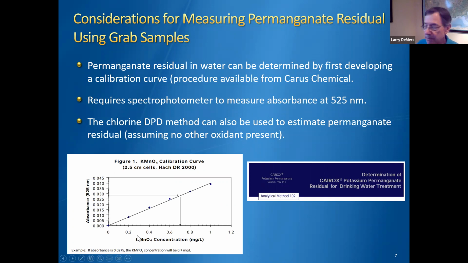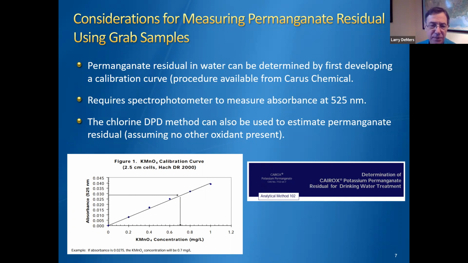So in this particular example, if the absorbance is 0.0275, going over to the line of best fit and then going back down, we can be pretty sure that the concentration of the residual in the water is around 0.7 milligrams per liter.